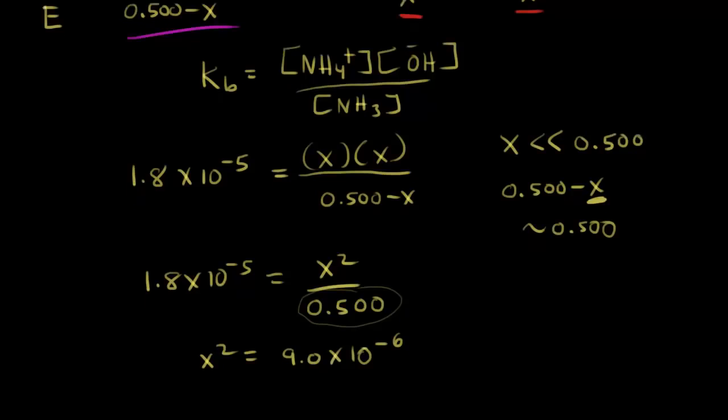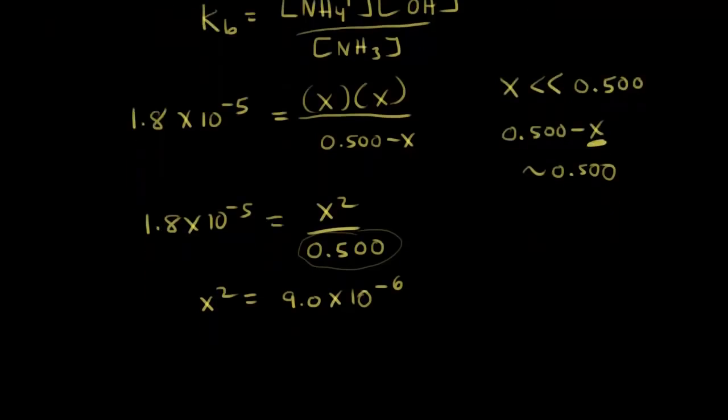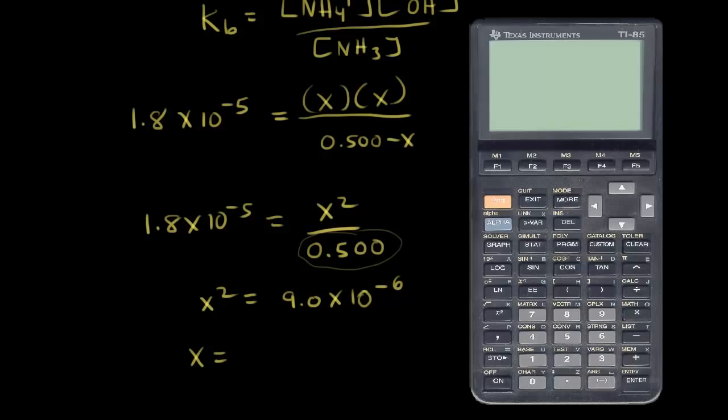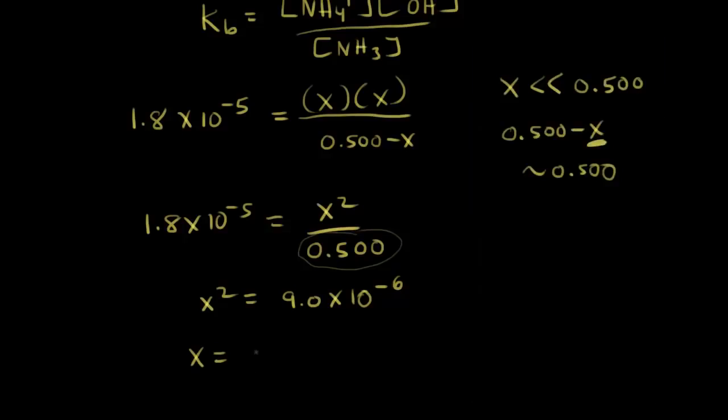So next, we just take the square root of 9.0 times 10 to the negative 6 to solve for X. And let's go ahead and do that. So let's get out the calculator here, and let's take the square root of 9.0 times 10 to the negative 6. And so we get 0.003. So let's go ahead and write X is equal to 0.0030.